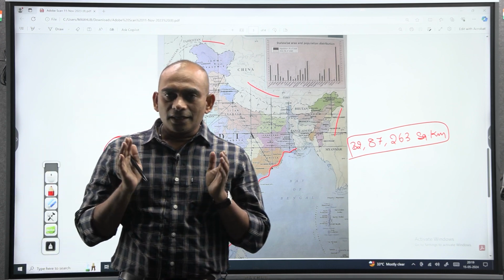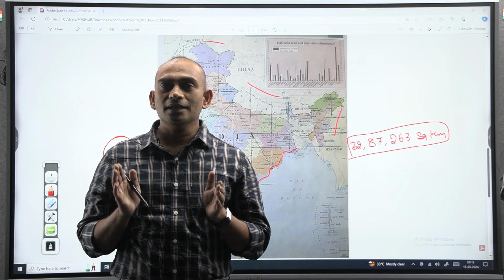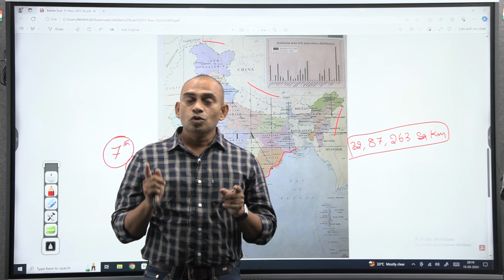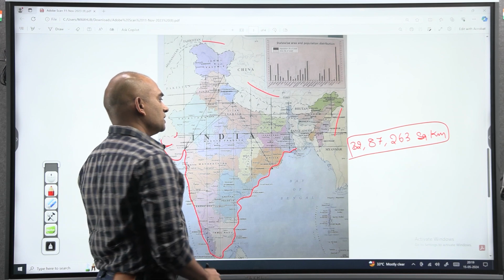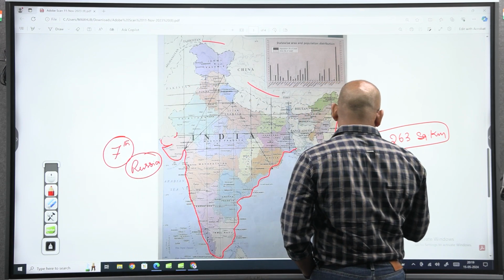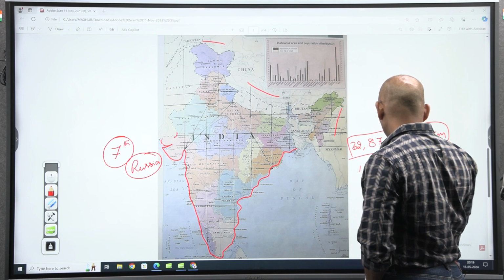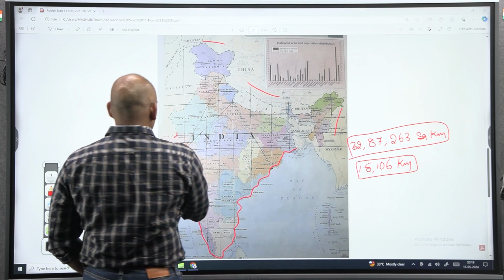If you look at that complete land area, how much land frontier does India have? That is 15,106 kilometers.